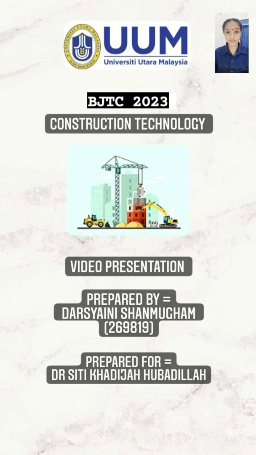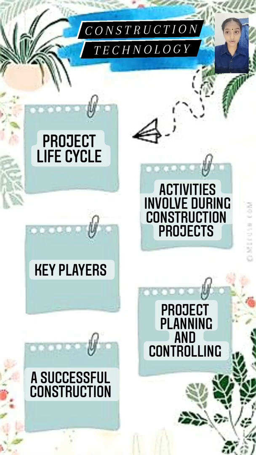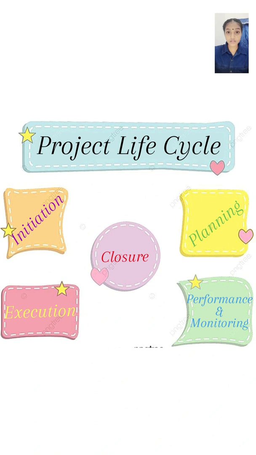Today I am going to present about identifying and describing the processes involved in construction technology. There are 5 processes involved in construction technology, which are project life cycle, activities involved during construction project, key players, project planning and controlling, and a successful construction. The first process is project life cycle.